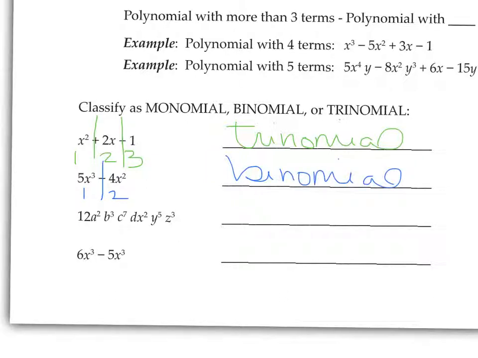In the third example, there are no plus and minus signs. This is all 1 term. Yes, there are a lot of factors in this term, but the terms are separated by plus and minus signs. So this is all 1 term. So we call this a monomial.